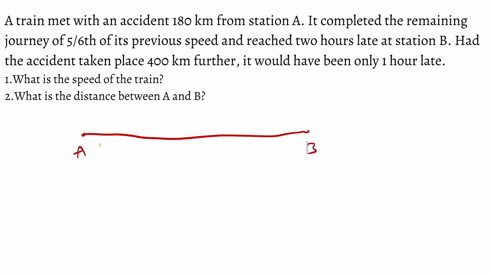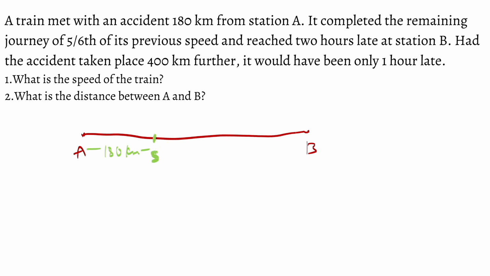So a train met with an accident 180 kilometers from station A. So it met with an accident somewhere here. Let's take this as S. Okay, so this is 180 kilometers. So it met with an accident here.